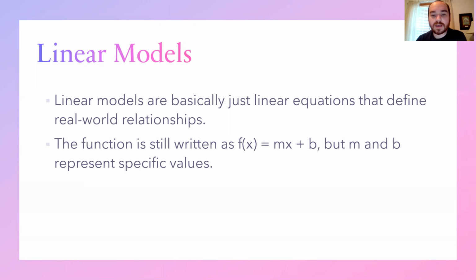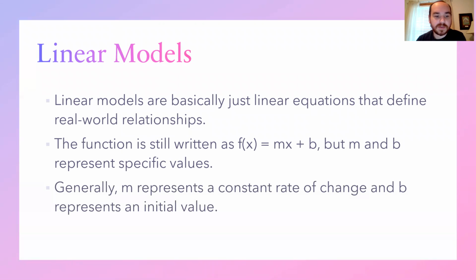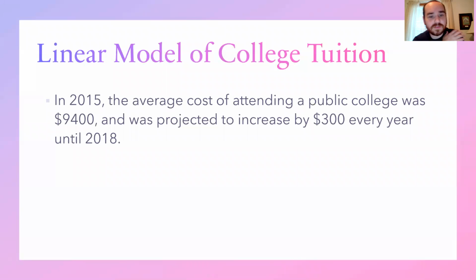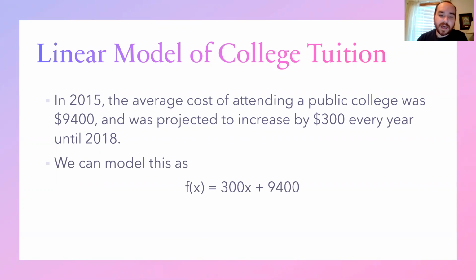The function is still written as f of x equals mx plus b, but in this case, m and b represent very specific real-world values. Generally, m represents a constant rate of change, and b represents an initial value. So if we look at college tuition as an example, in 2015, the average cost of attending a public college was $9,400 and was projected to increase by $300 every year until 2018. So we can model this pretty easily as f of x equals 300x plus 9,400.